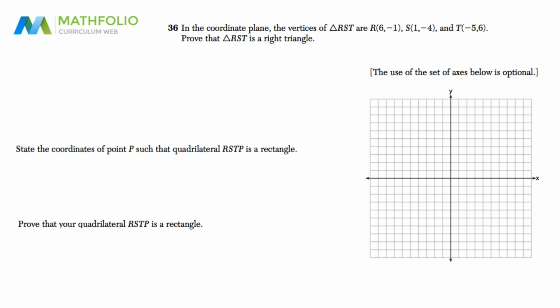All right, question number 36. In the coordinate plane, the vertices of RST, R is (6, -1). So I'm going to go there 3, 4, 5, 6, and -1. So this is where R is. S is at (1, -4). And T is at (-5, 6).